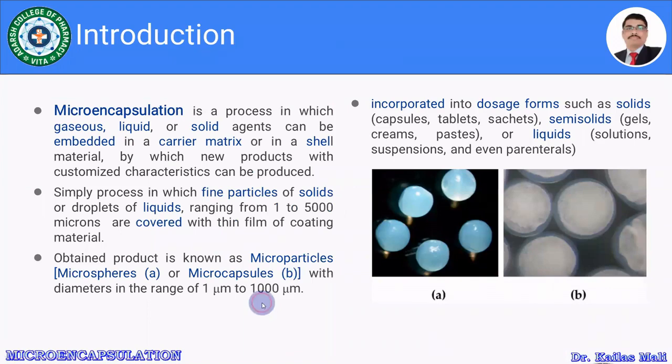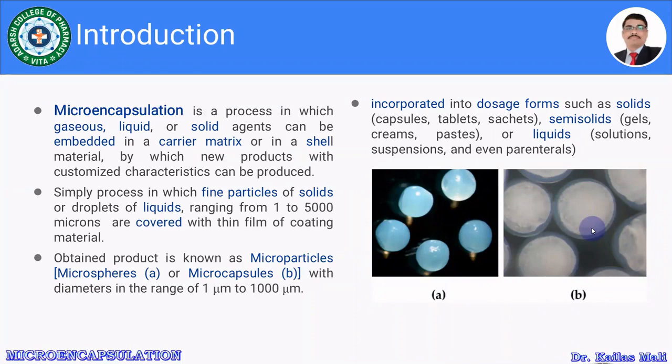So what is meant by microencapsulation? Microencapsulation is a process in which gaseous, liquid, or solid agents can be embedded in a carrier matrix, or in a shell material. Look at the figure, this is the shell material, by which new products with customized characteristics can be produced. So this is the general definition of microencapsulation.